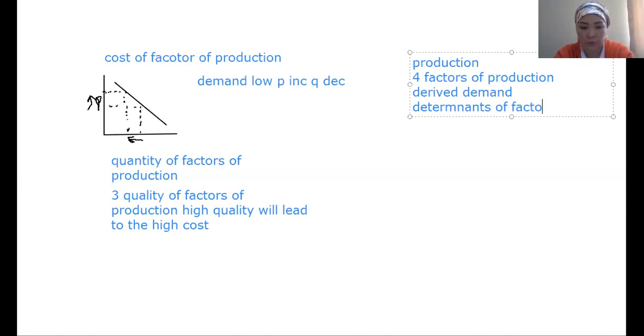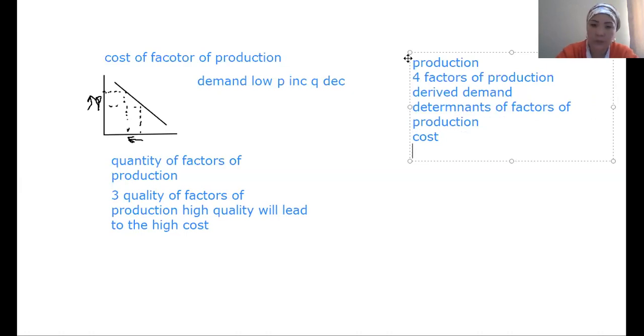Finally, we talked about the determinants of factors of production. So what were the main determinants? First, the cost of the factors of production, right? Then it was the quality and quantity. So these are the 3 main determinants of the factors of production that lead to the demand for the factors of production.